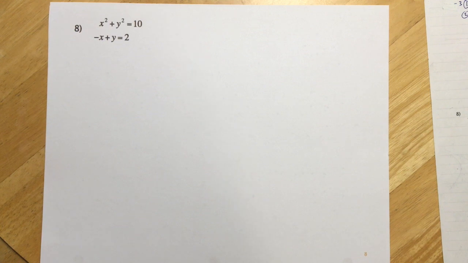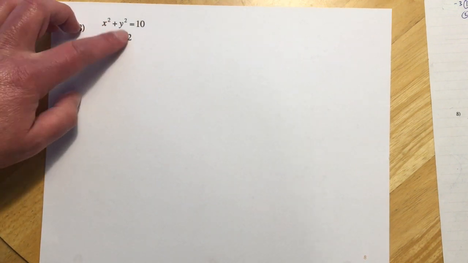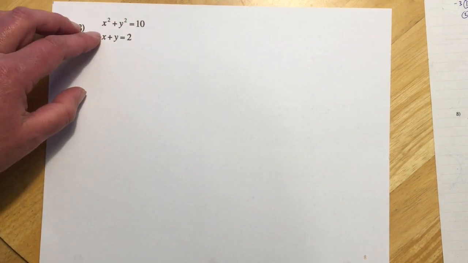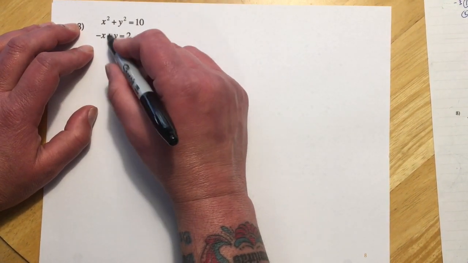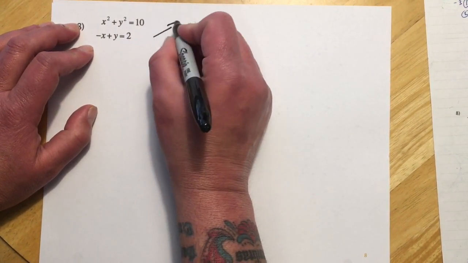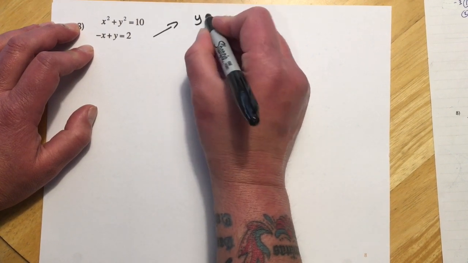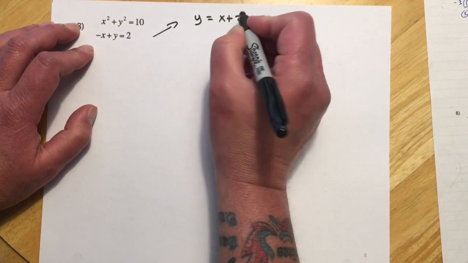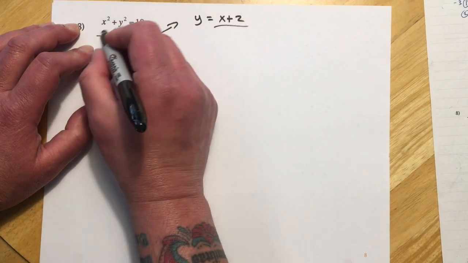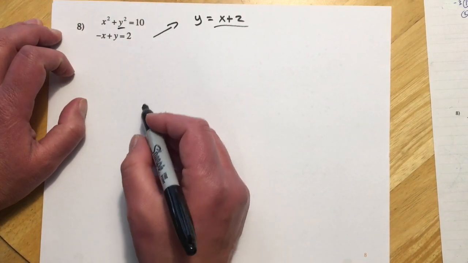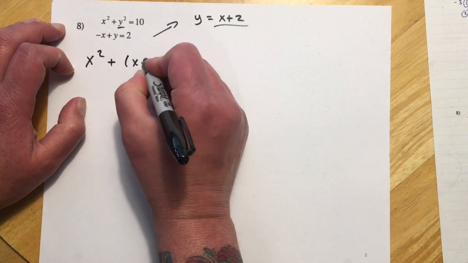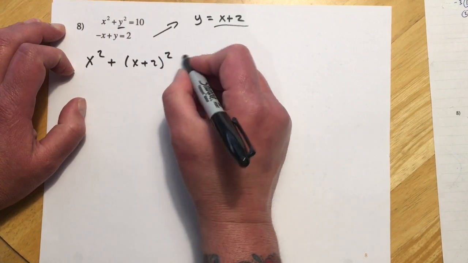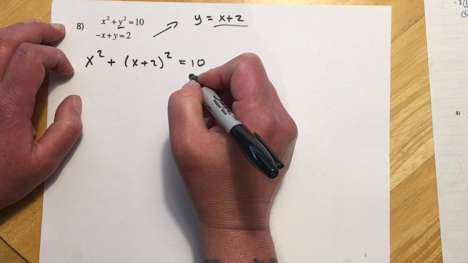Number 8, this one they don't have the same variable. I mean, they have the same x and y, but they're not squared. So I would do a substitution on this, and y is the easiest thing to get by itself. So I'm just going to rewrite this as y equals x plus 2. I'm going to take this and substitute it in for y right there. So that's going to be x squared plus (x plus 2) squared equals 10.